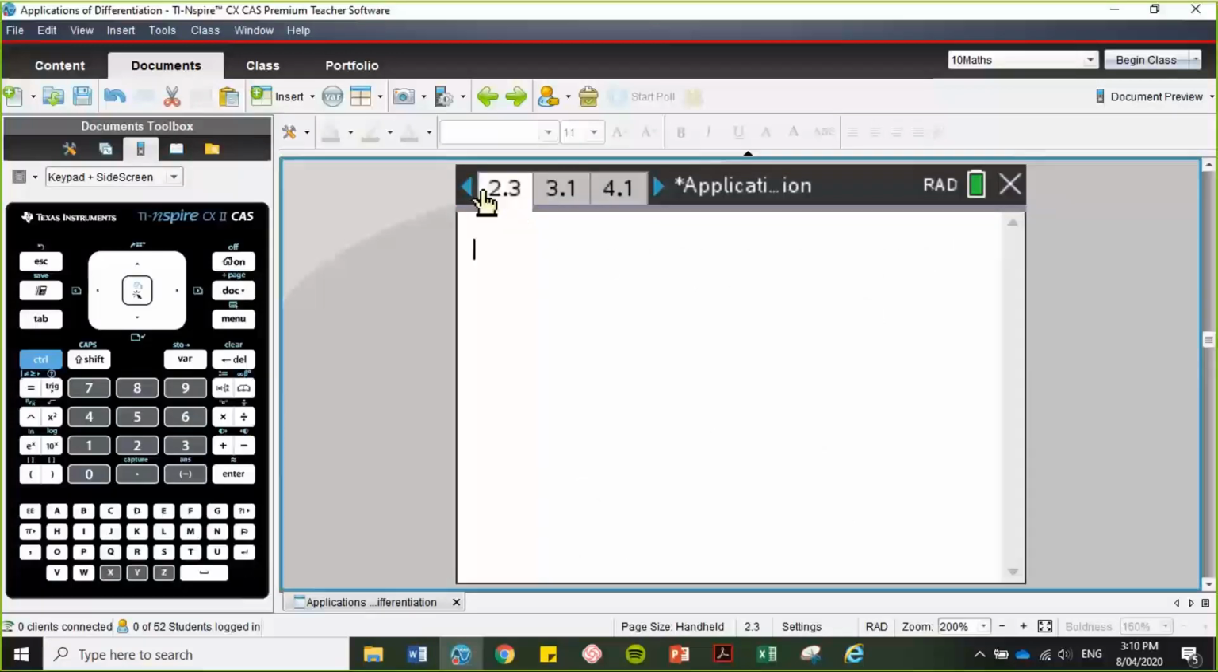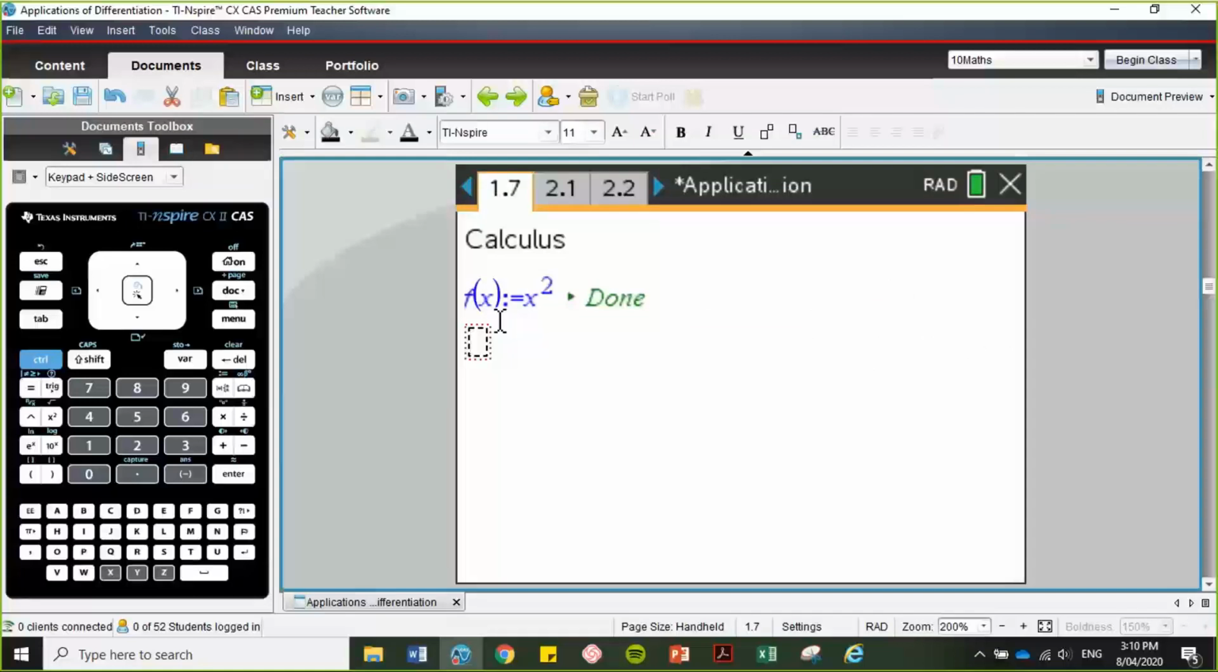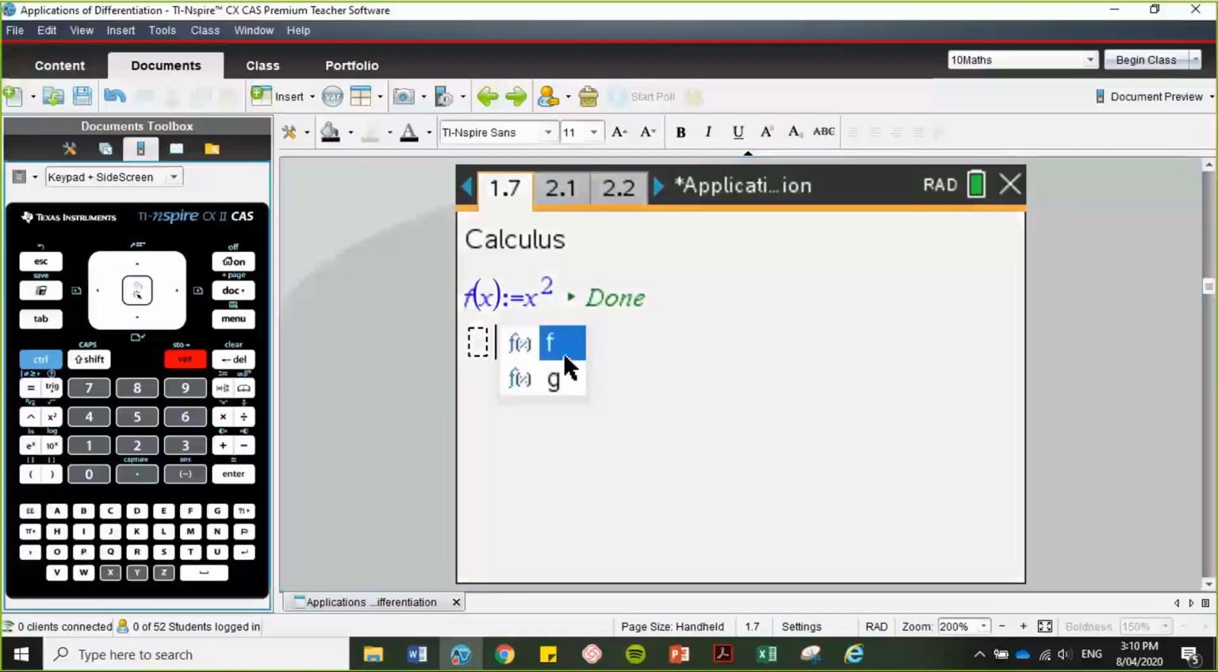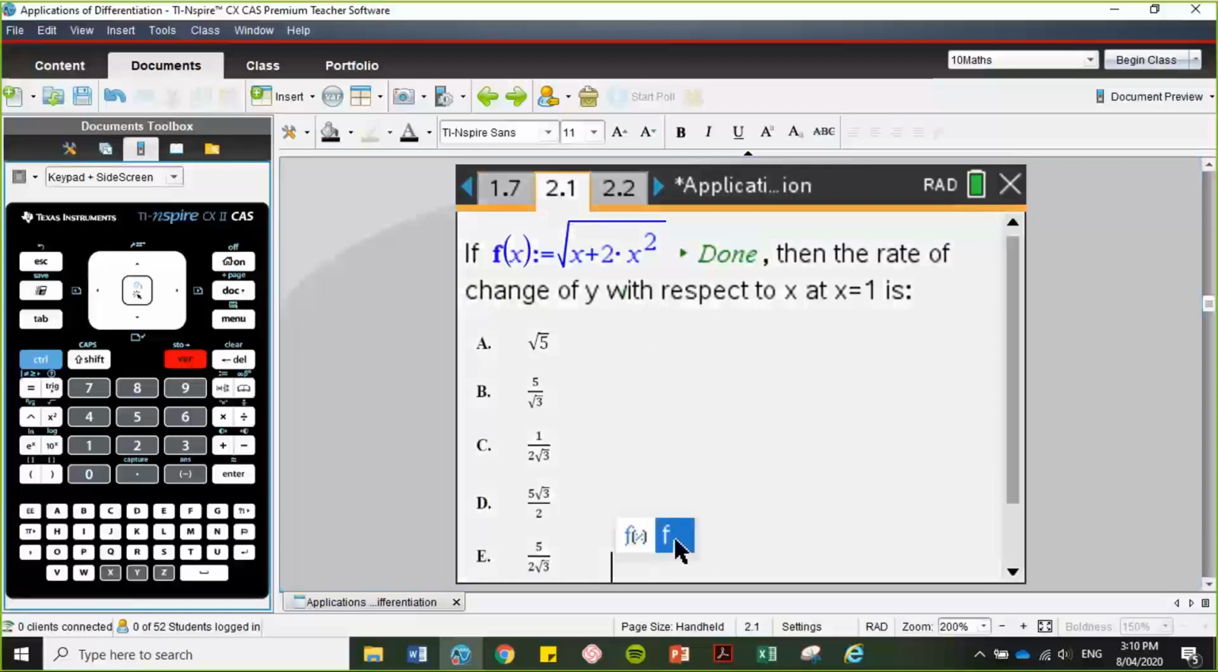Now, let's jump back into problem 1, where I had defined a function f of x. If I hit my var key above number 9, you'll see that I have my two functions here, f and g. They're the functions I've defined in problem number 1. But if I jump into problem number 2 and hit the var key, you'll see I only have f because I've only defined f in problem number 2.